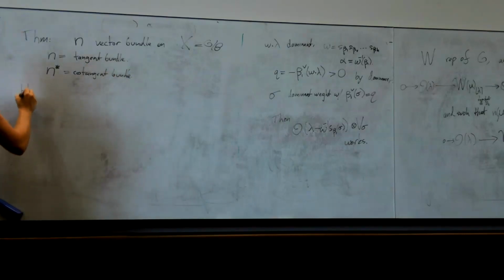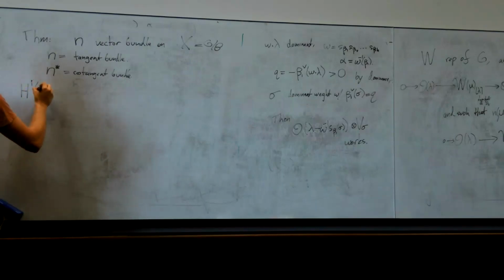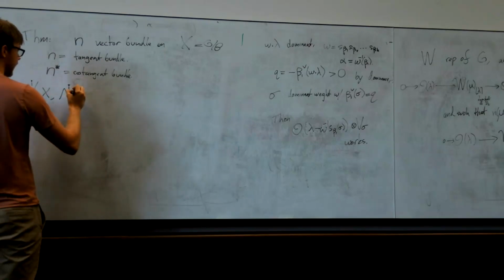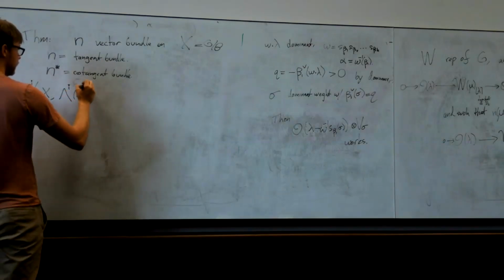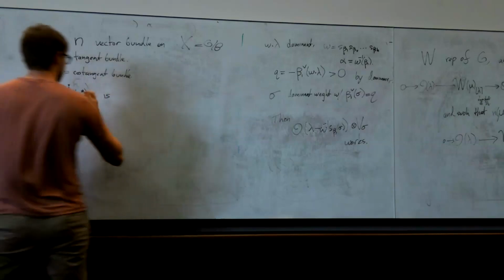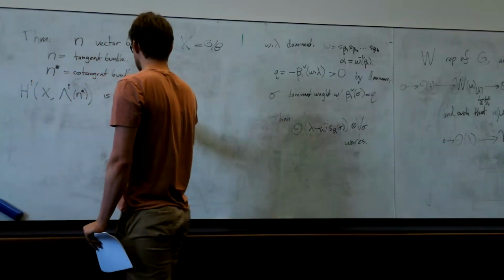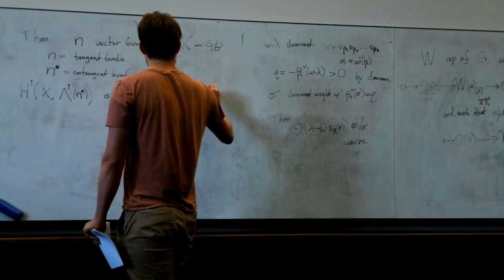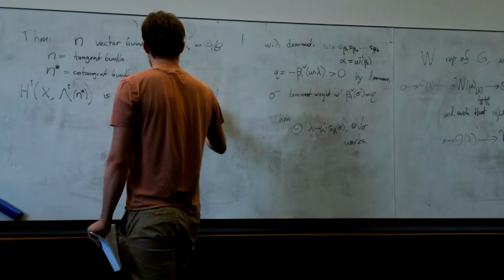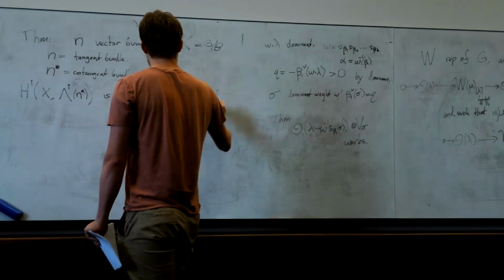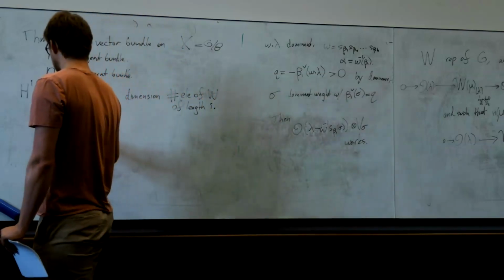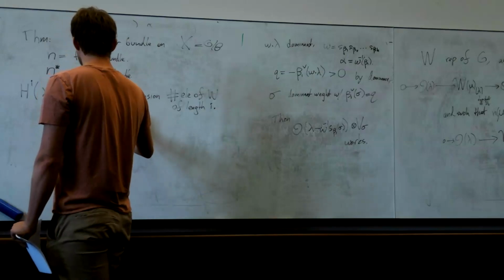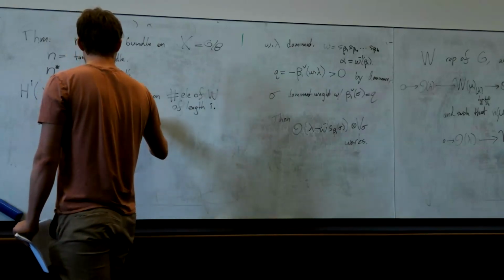And the claim is that H^i on X of the i-th exterior power of N star has dimension the number of elements of the Weyl group of length i, and H^j of X, exterior power i of N star, equals zero for j not equal to i, I believe.